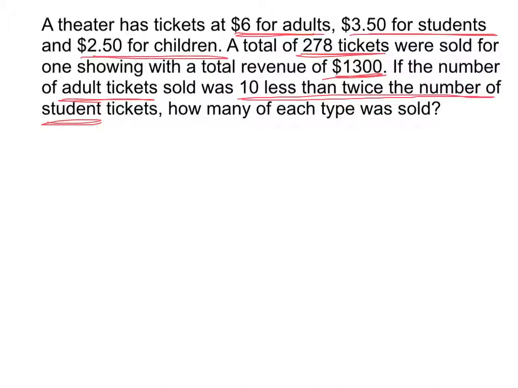It says how many of each type. So my types are what I'm looking for. I need to know how many adult tickets there were, so I'm going to use A to be adults. I need to know how many student tickets there were. I'm going to use T for student because I hate those S's. And we need to know how many children there were. So I'm going to let C be the child tickets.